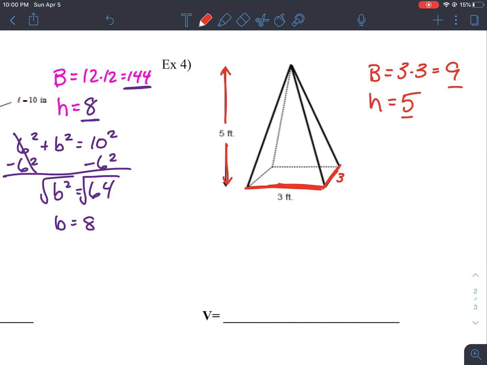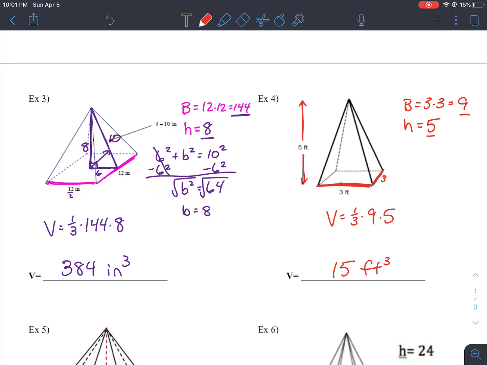We have exactly what we need. Volume is 1/3 times the area of the base times the height. 1/3 of 9, this one we can do in our heads. 1/3 of 9 is 3, times 5 is 15. So that's going to be 15 feet cubed.